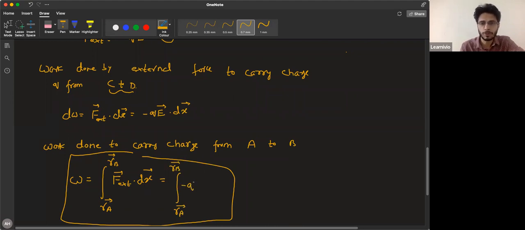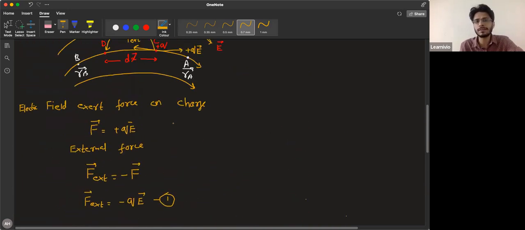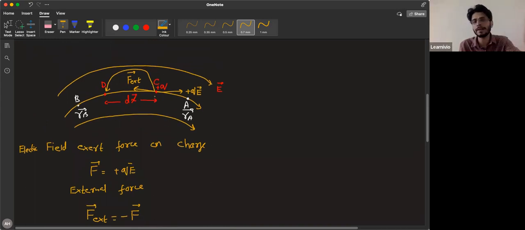So this is how we calculate work done, or you can write this as integral from R_A to R_B of minus QE dot dx. So this is how we calculate work done in carrying a charge from one point to another against the field. So this is work done by external force. This negative sign shows that the direction in which we are carrying the charge is opposite to that of field. Field is to the right hand side and we are carrying charge to the left hand side.